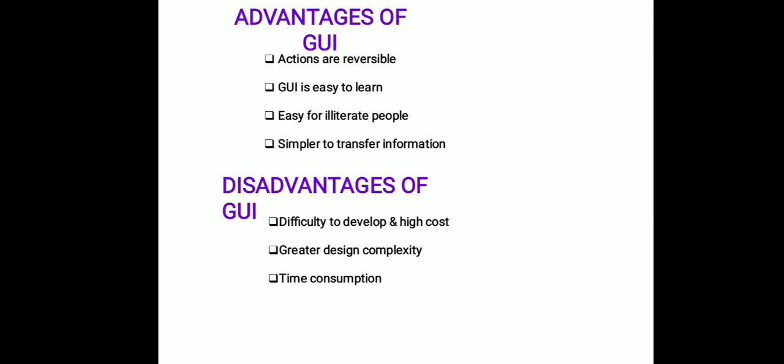Now we can discuss the advantages and disadvantages of GUI. The major advantages are actions are reversible. GUI is very easy to learn and is easy for illiterate people also. Simpler to transfer information. The major disadvantages are it's difficult to develop. It's very expensive, greater design complexity, and it's time consuming.